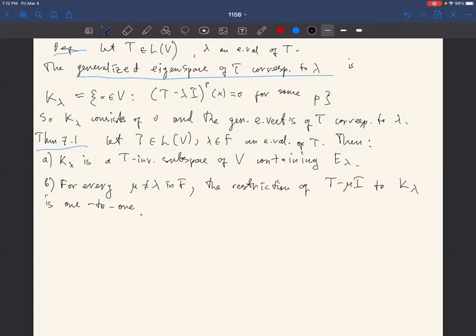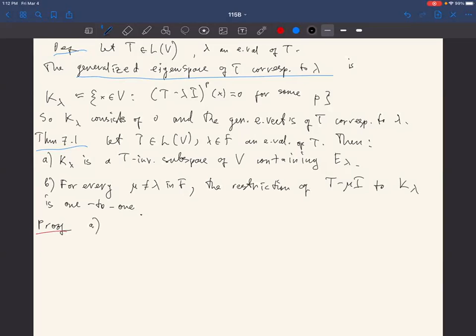Okay, so it's injective. So if you take the operator with the eigenvalue mu, which is different from lambda, but you restrict to the generalized eigenspace corresponding to lambda, we get an injection in this case. Okay, so we have these two properties. Let's check them. So proof.